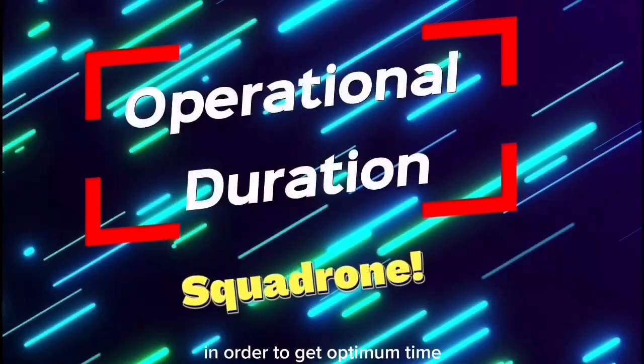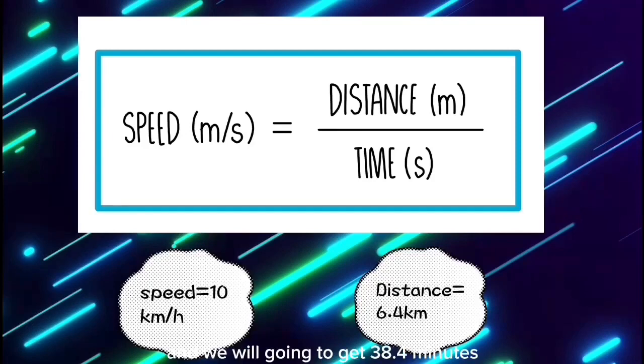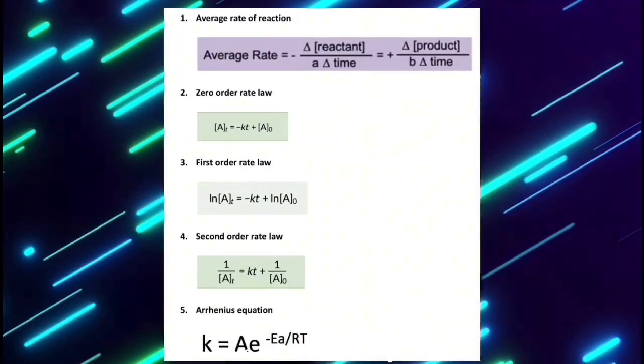In order to get the optimum time, we are going to use speed equal to distance over time, and we will get 38.4 minutes. The second part, here are the formulas used.